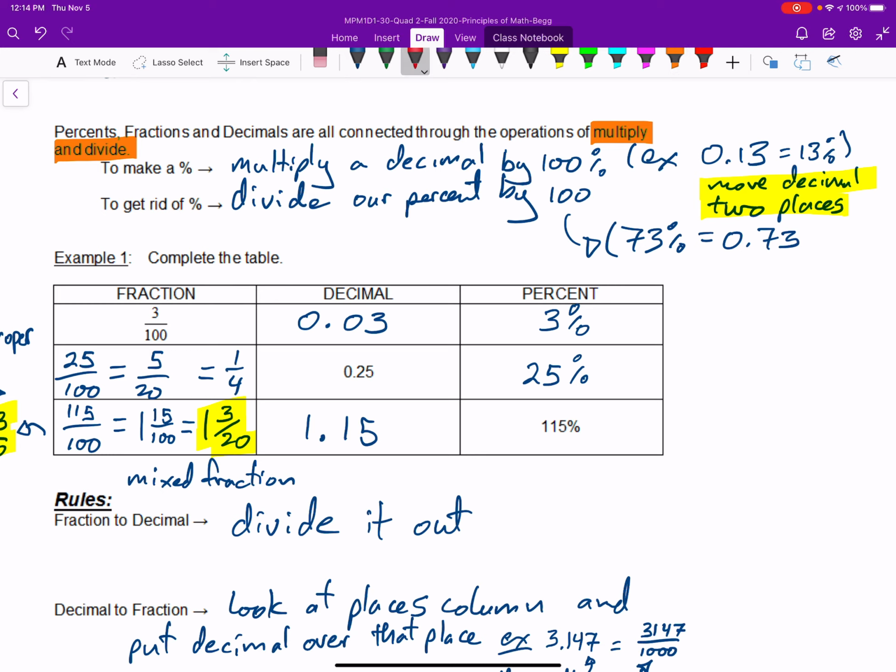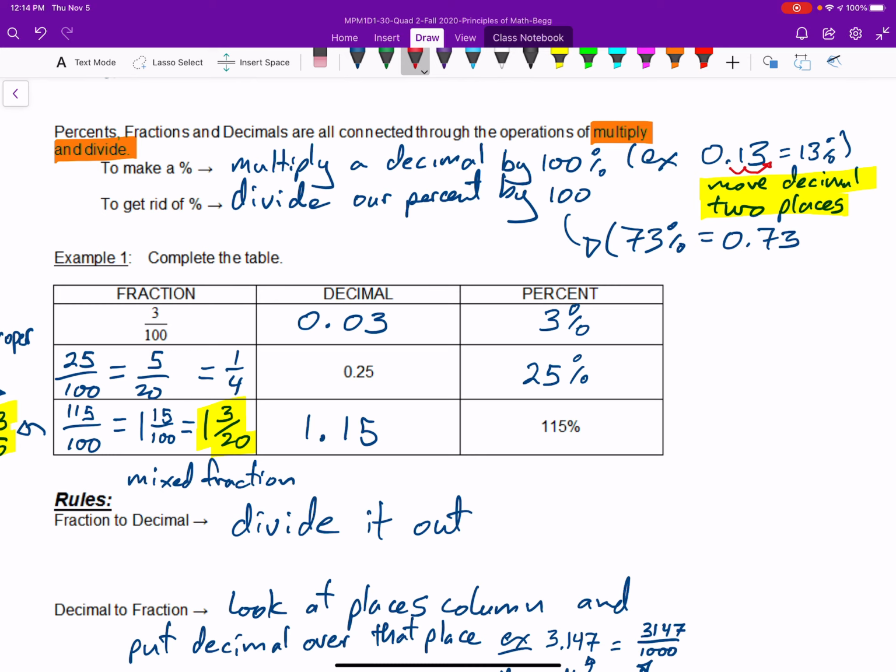So, for example, if I had 0.13, as you can see on the right, if I move the decimal place 2 places to the right, then that becomes 13, and then I write the percent, it's 13%. To get rid of a percent, we just do the opposite. We divide by 100, and that's the same as moving the decimal 2 places to the left.